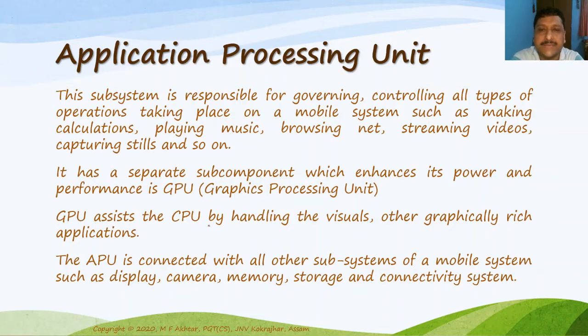Now come to the application processing unit. This subsystem is responsible for governing and controlling all types of operations taking place on a mobile system, such as making calculations and all the other work of the mobile system: playing music, browsing the internet, streaming or playing videos, and capturing photographs or videos. These are controlled and governed by the application processing unit.